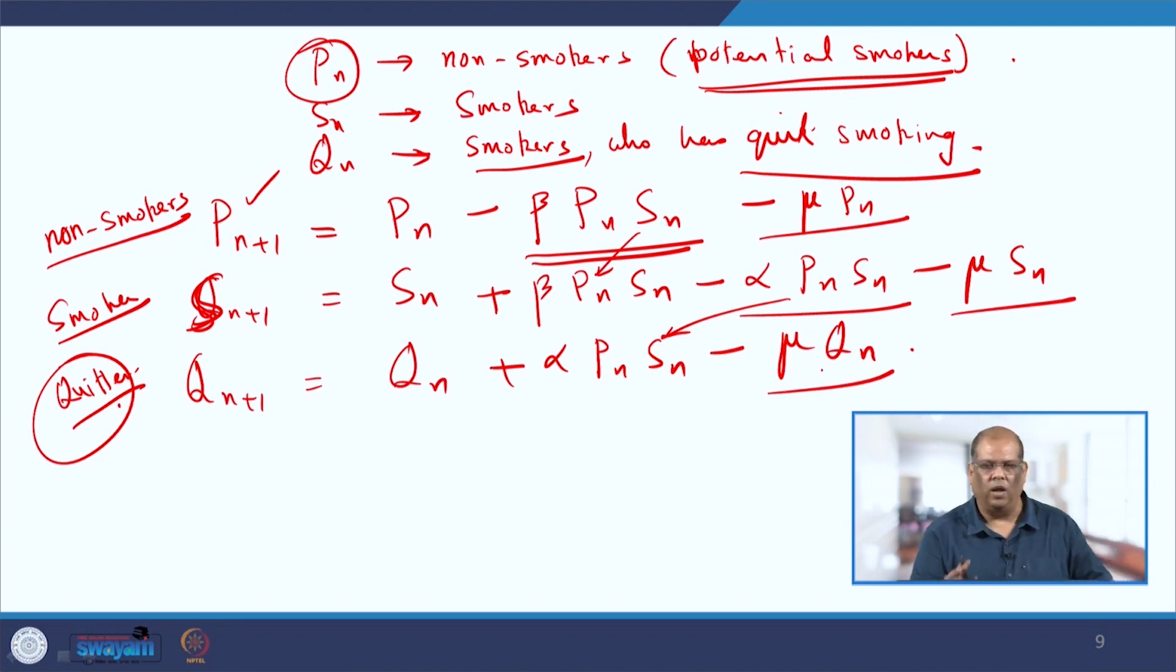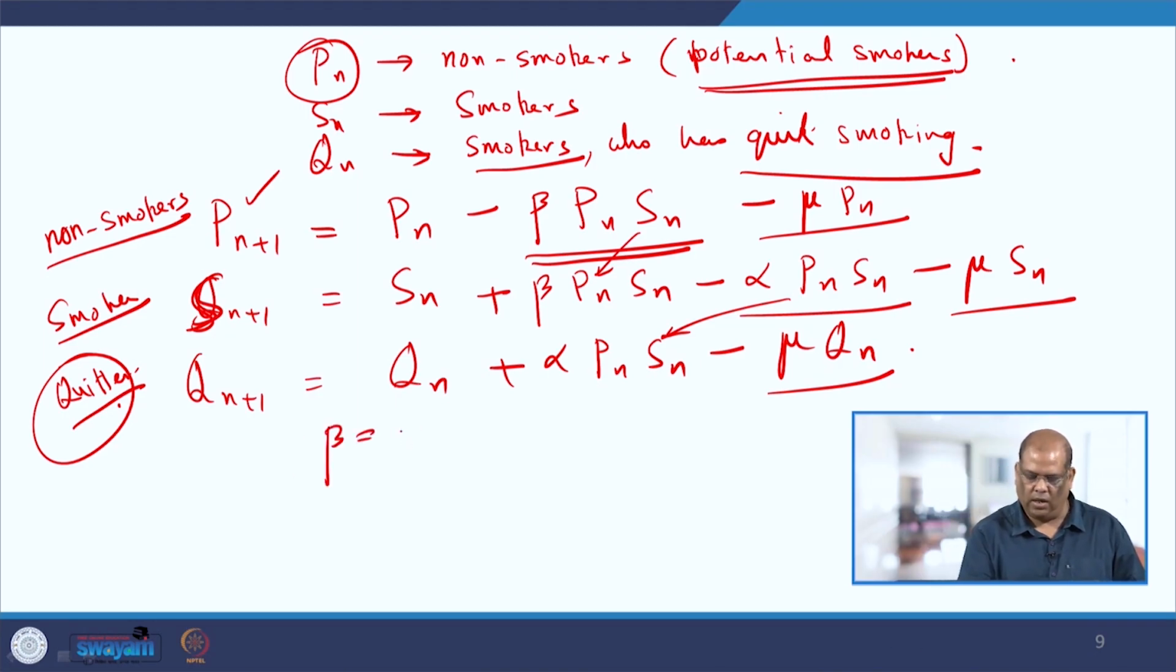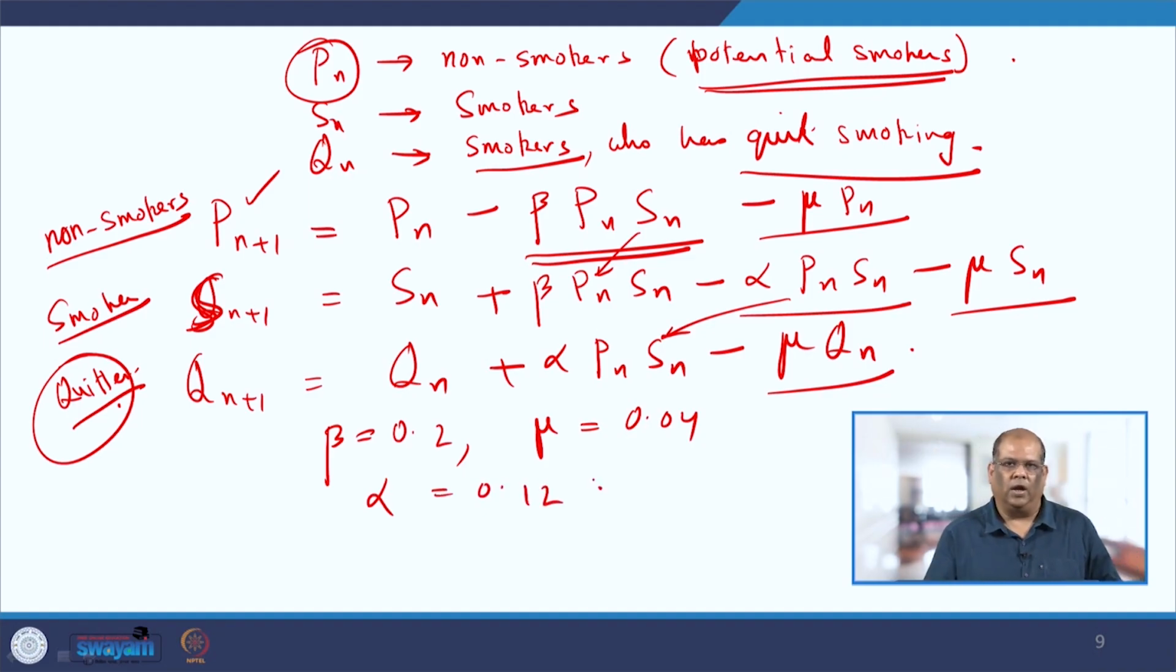Now, I leave this model to you. I give you some numerical values, say beta is equal to 0.2, mu is equal to 0.04 and alpha is equal to 0.12. You take the initial conditions and use these parameter values to get different dynamics of this model, and use Microsoft Excel. We have done so many examples, I am sure you will be able to solve this particular smoking problem.